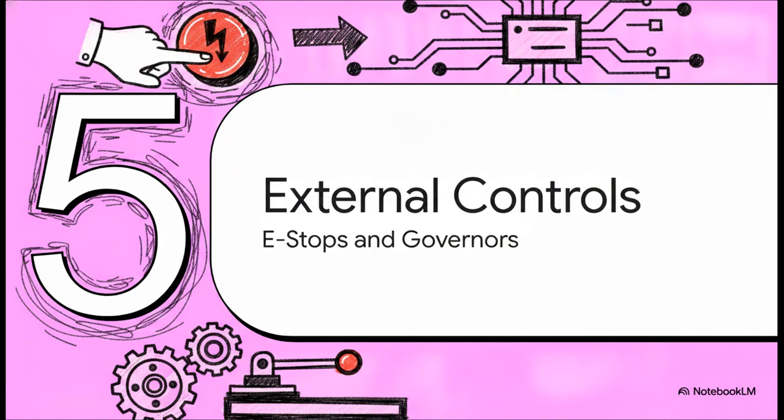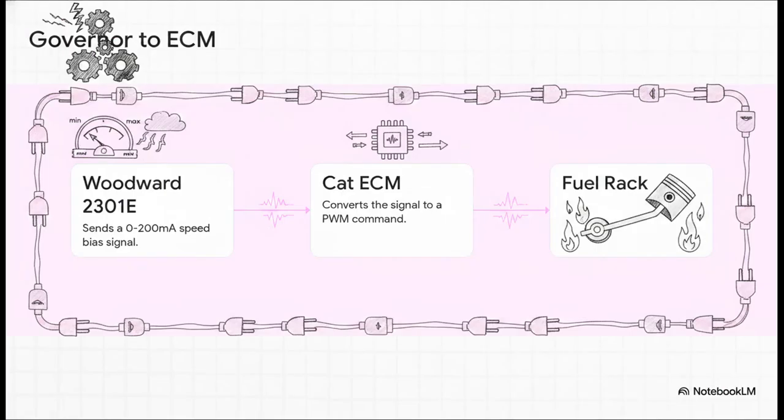Okay, let's wrap things up with Section 5, external controls and e-stops. Now that we grasp the gravity of local overrides, let's zoom out a bit. How does the engine actually talk to the rest of the facility? When you're paralleling multiple generators together onto a shared electrical bus, the engine's ECM has to take orders from a higher-level governor. Very often, that's a Woodward 2301E.